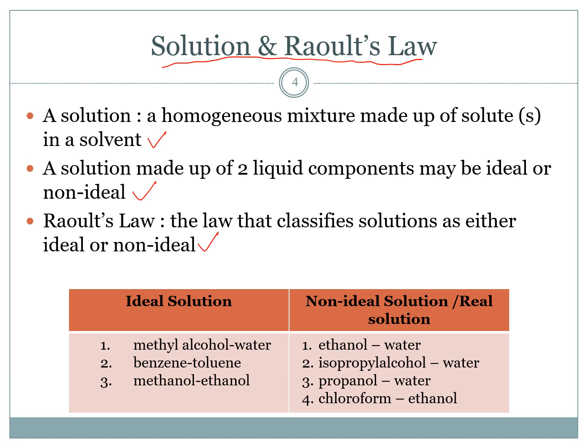The example of ideal solution is the mixture of methyl alcohol and water, mixture of benzene and toluene, and mixture of methanol and ethanol. Some example of non-ideal solution or real solution is the mixture of ethanol and water, the mixture of isopropyl alcohol and water, the mixture of propanol and water, and the mixture of chloroform and ethanol.